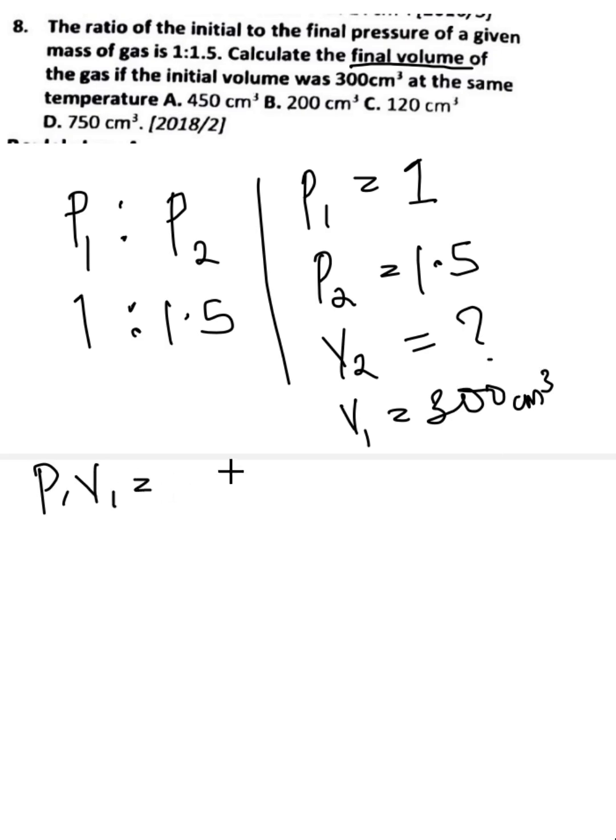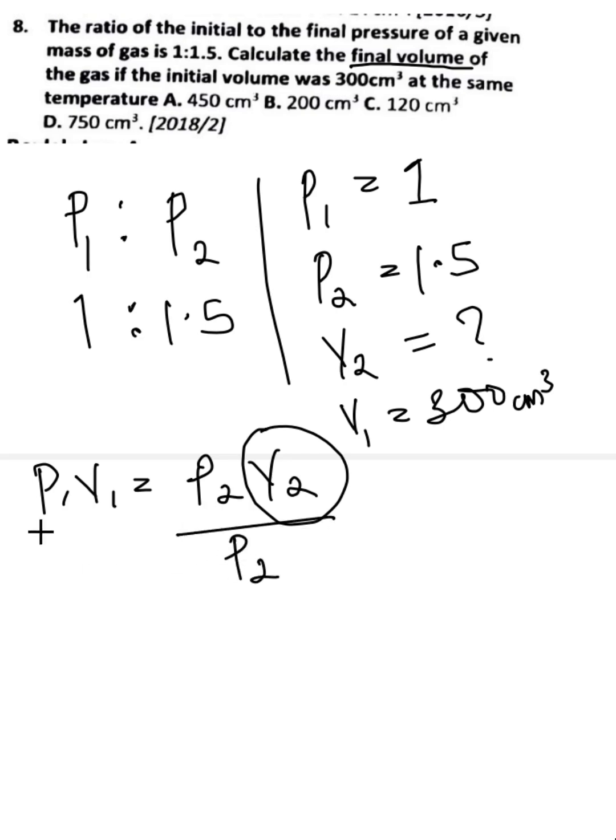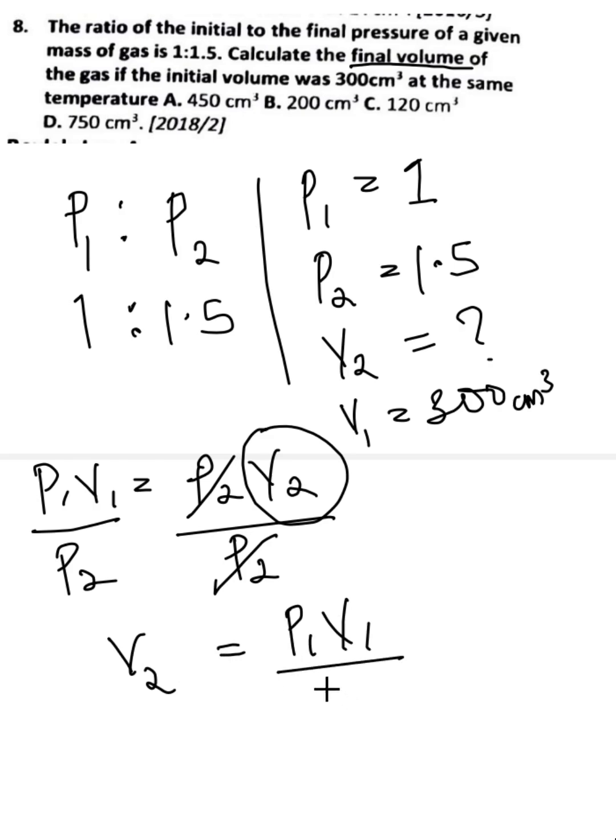So now let's go. P1 V1 is equal to P2 V2. All right, so we're looking for V2. To make V2 the subject of the formula, divide both sides by what is close to V2, which is P2. So we'll divide both sides by P2, so that P2 cancels P2 here. We can then write V2 is equal to P1 V1 over P2.